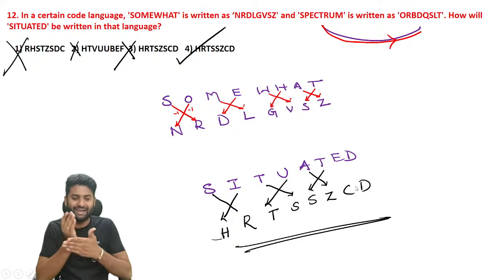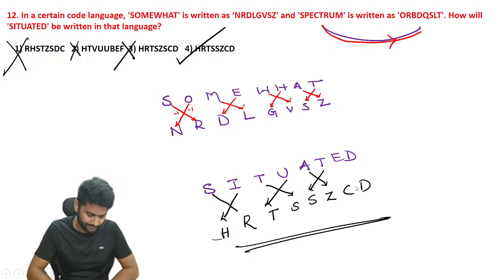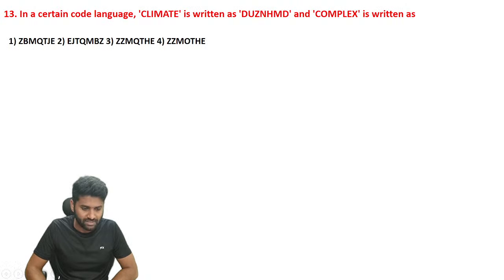Adjacent letters' codes are interchanged with minus 1. Hope it's clear. Next, move on to the next question.